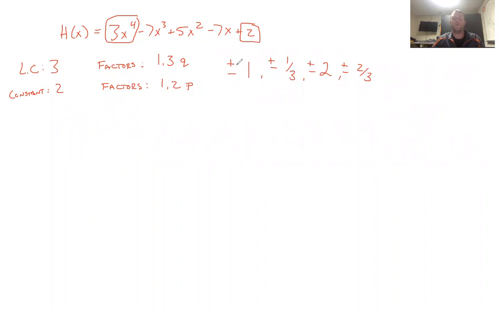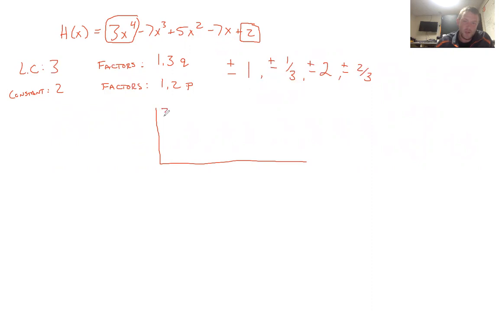Okay, so I have 8 choices: plus 1, minus 1, plus 1/3, minus 1/3, plus 2, minus 2, plus 2/3, minus 2/3. Now I'm just going to plug them in and see. Again, this isn't saying that each one is a solution, it's just possible. I'm going to do it synthetic.